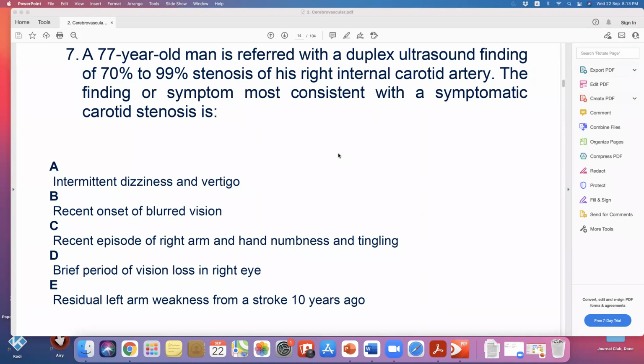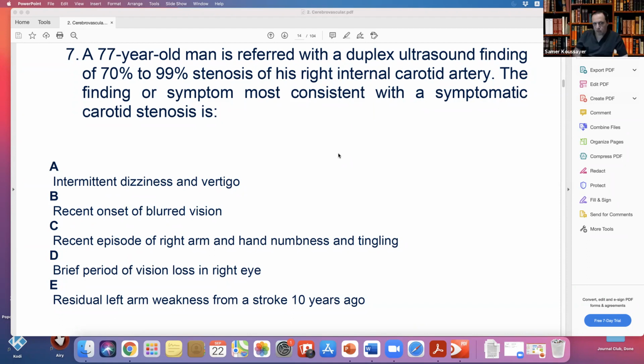So we'll go back again to that question. What is the symptom of carotid stenosis? Dizziness and vertigo, no. Recent onset of blurred vision. If it's both eyes, blurred vision is not a symptom. If they tell you just one eye, the same one, like in D, vision loss in the right eye is specific, then yes, this is from the right internal carotid stenosis. But blurred vision in general, the question didn't say right or left. I will consider both, so it is not a symptom of carotid stenosis, okay? So it's D, a brief period of vision loss in the right eye.